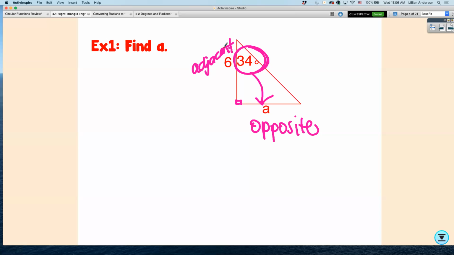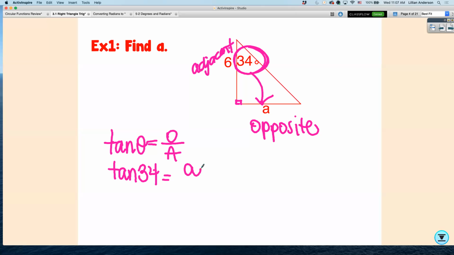So which trig ratio has adjacent and opposite together? So tangent. So I'm using tangent theta equals opposite over adjacent. And I just need to plug everything in. Tangent, my angle is 34 degrees because I always use the acute angle. My opposite side is A, the variable I'm looking for. And my adjacent side is 6. How do I solve for A? Multiply 6 to both sides.